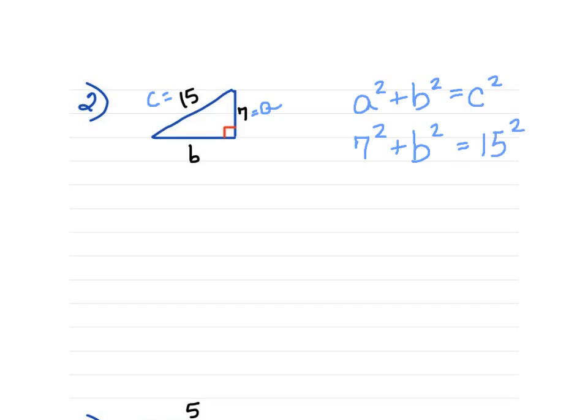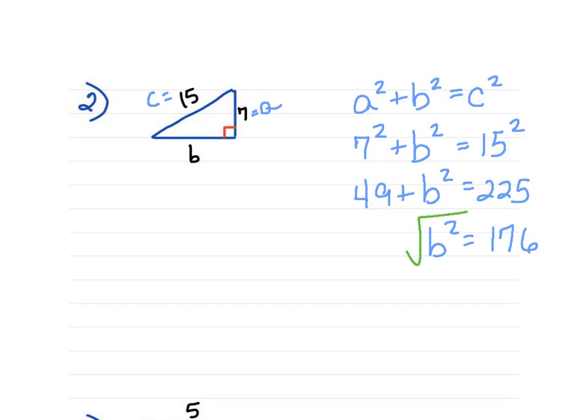Let's simplify. 49 plus B squared equals 225. Now let's go ahead and subtract 49 from both sides. B squared equals 176. And now we have to find the radical of both sides. So B equals 13.27 when rounded to the nearest hundredth.